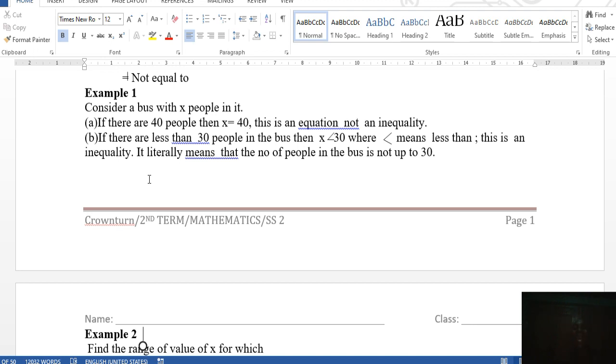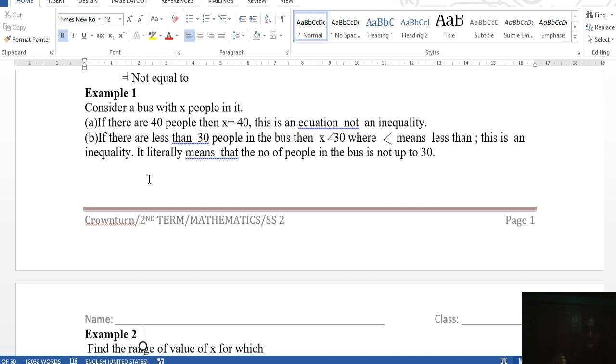Now, if there are less than 30 people in the bus, then X is what? X is less than 30. Where the sign means what? Less than. This means less than. So this is an inequality. It literally means that the number of people in the bus is not up to 30. It's not up to 30. So you can see the difference between equality or equation and inequality.